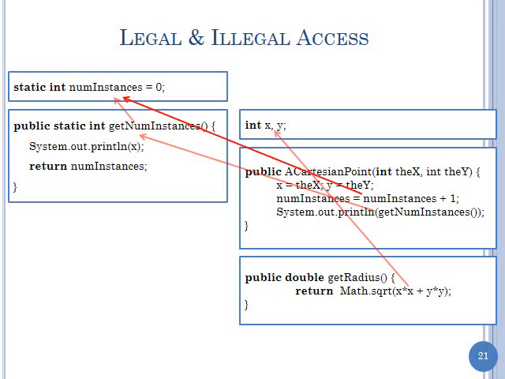Okay, let's just go and finish this off. So I can refer to num instances and get num instances, but I cannot refer from get num instances to x and y, because they're instance variables.